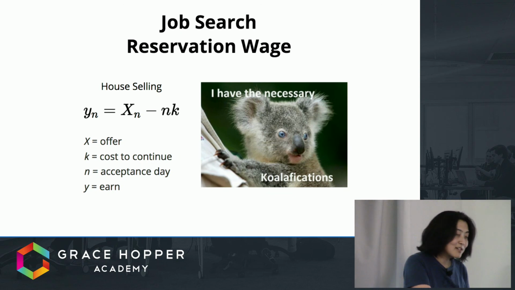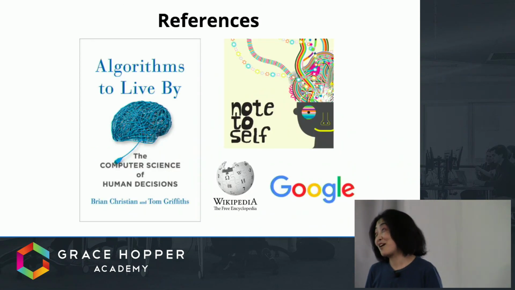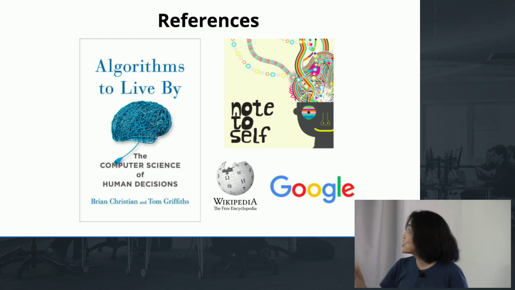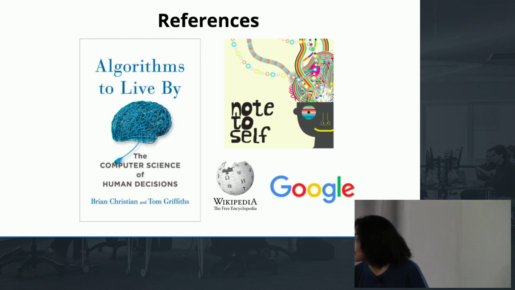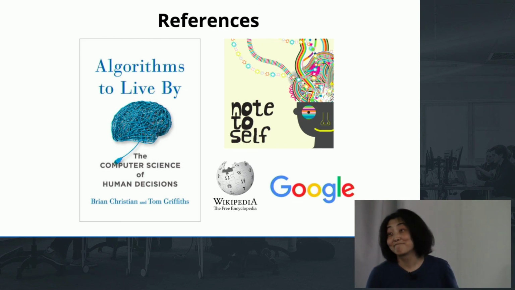And that's pretty much it. These are my references. Pretty much everything I talked about today came from this book called Algorithms to Live By, which I heard about from this podcast called Note to Self. And of course, there's the obligatory Google and Wikipedia.